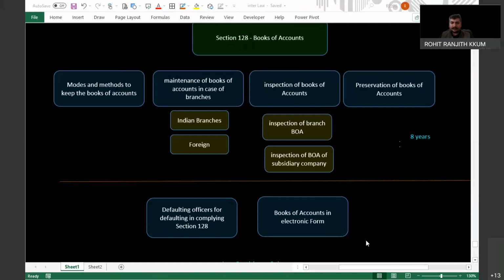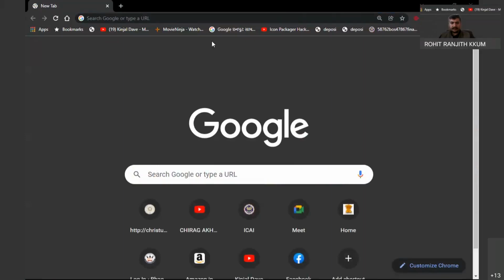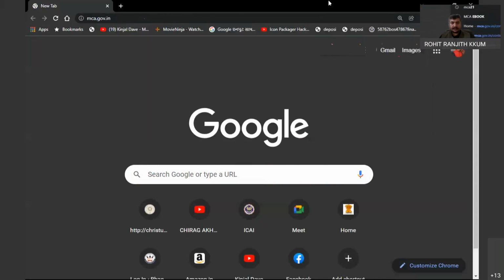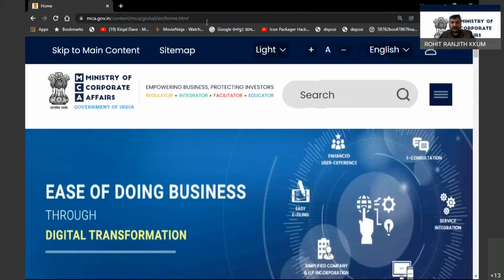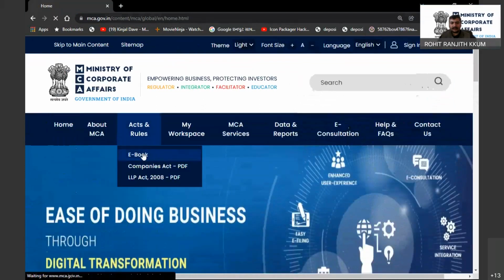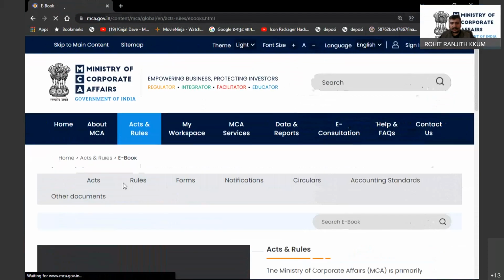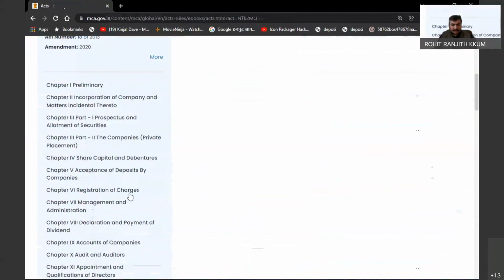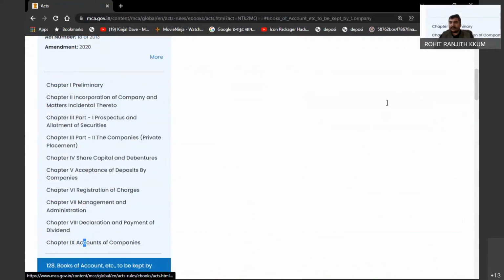I hope you can see this empty website, and we are going towards acts and rules, and this is the ebook. Click on the acts and the Companies Act, and we are learning here accounts and section 128. All right.